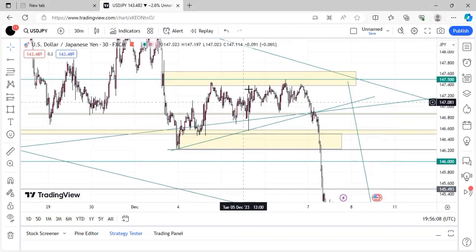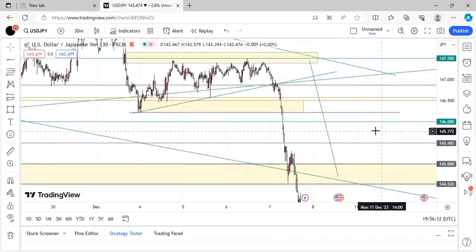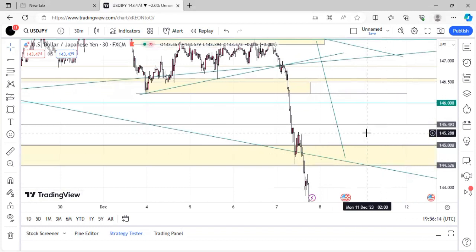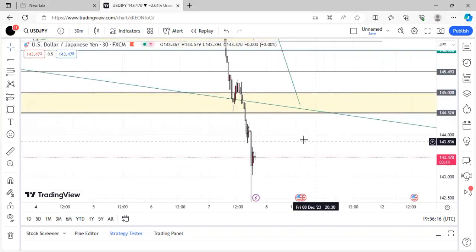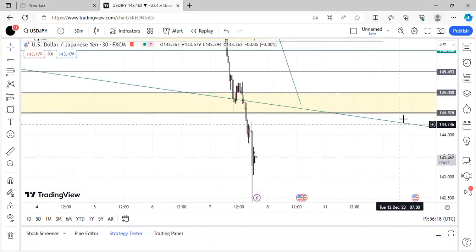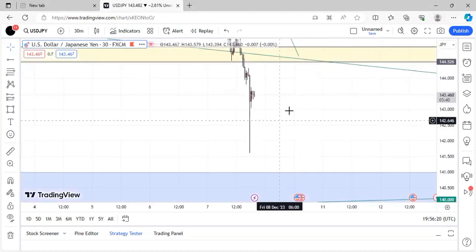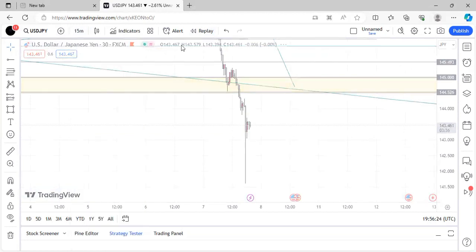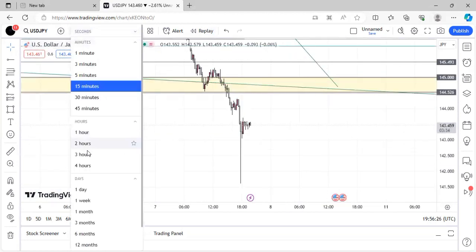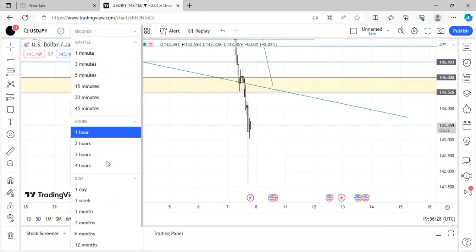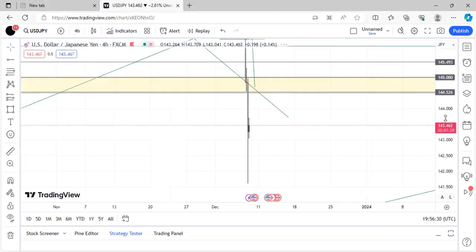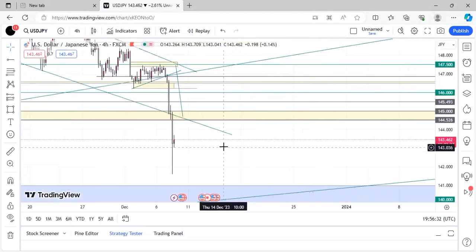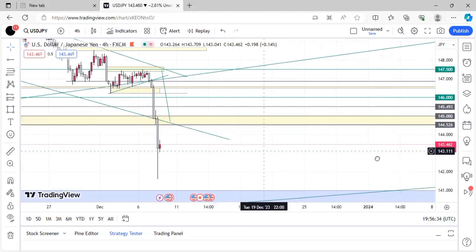Price came back, touched almost 3 times before breaking to the downside. Now we've broken 146, 145, 145.50. Now we're heading to 140. And 140 is almost 500 pips away. So let's look for a possible entry on this trade. We'll be expecting price to come back down maybe to 146.